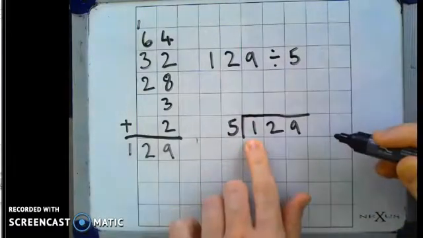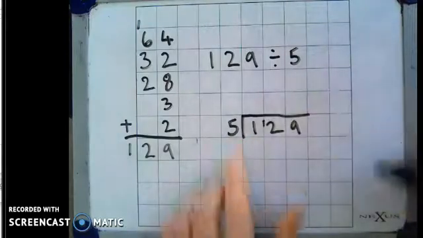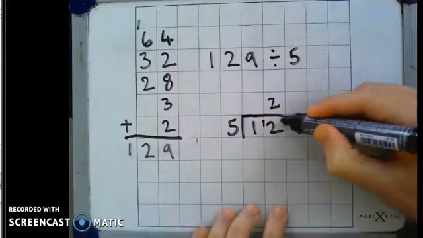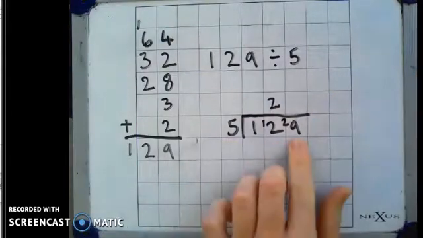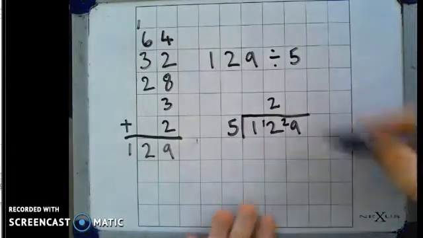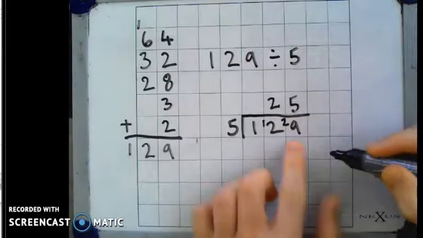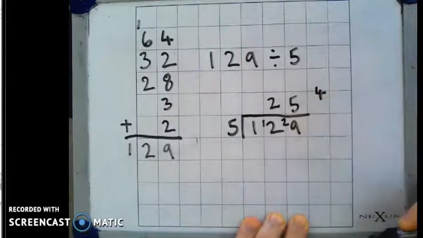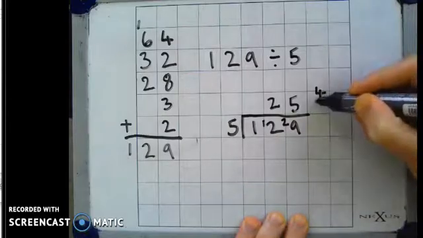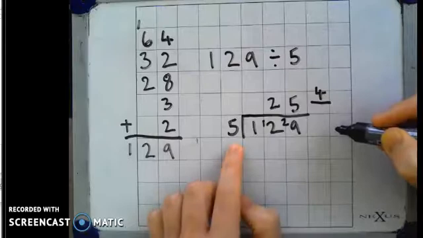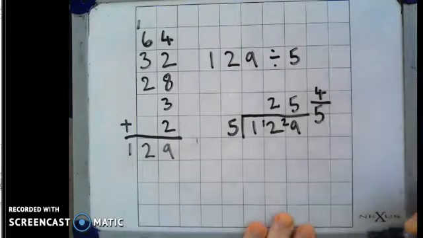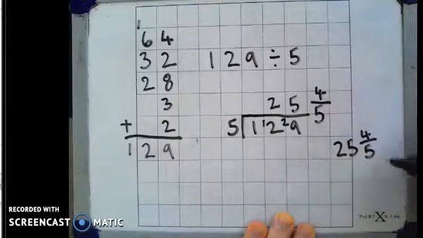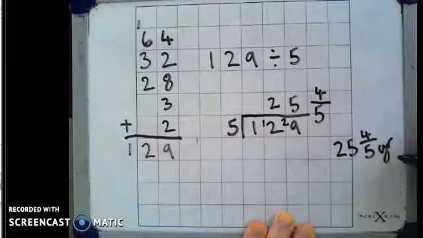5's go into 1, no times, move that along. 5's into 12, that's twice because 2 times 5 is 10, but we have 2 left over. 5's into 29, well 5 times 5 is 25, but then we have 4 left over. And as before, the 4, our remainder, becomes our numerator on our fraction. And the denominator is the number we've been dividing by, 5. So the mean age of the Jones family is 25 and 4/5 of a year old.